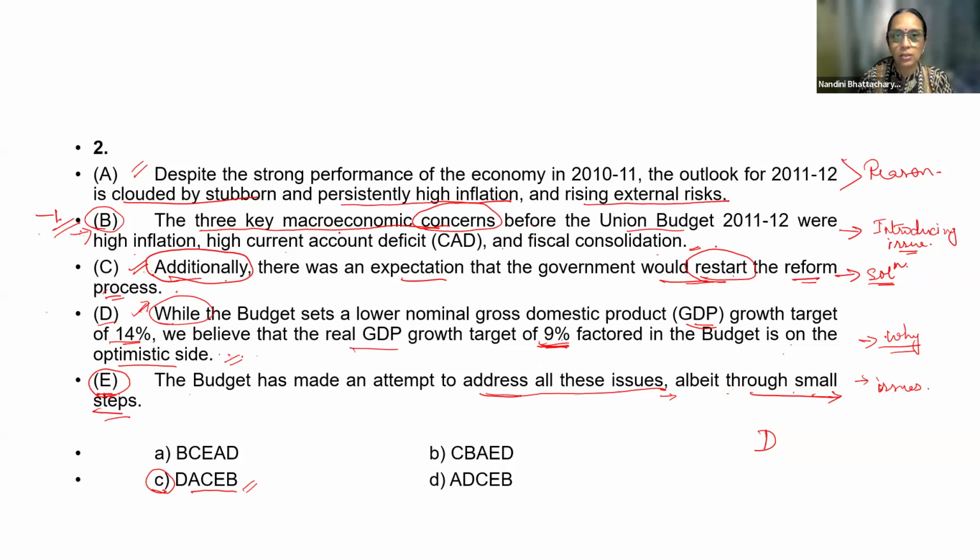It is introducing three macroeconomic concerns. It is giving us the macroeconomic concerns, right? So it is introducing a topic. Any other statement is introducing a topic? Not really, right? So if we take B as the introductory statement, we have only one option with B as introduction.